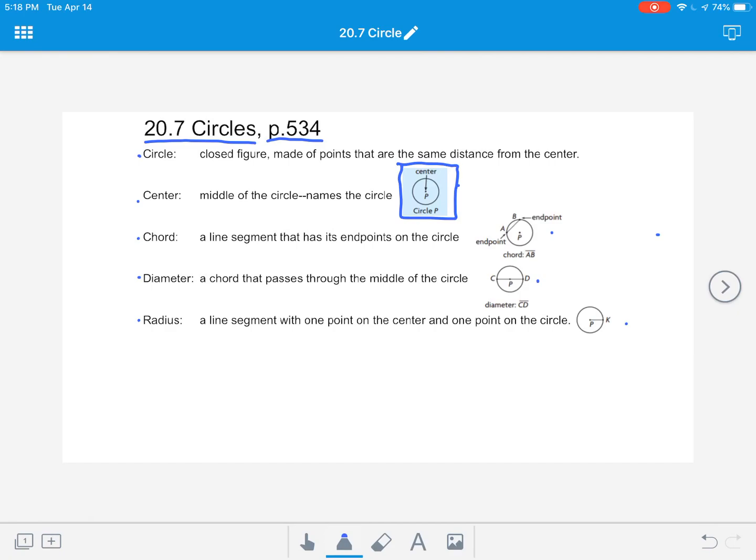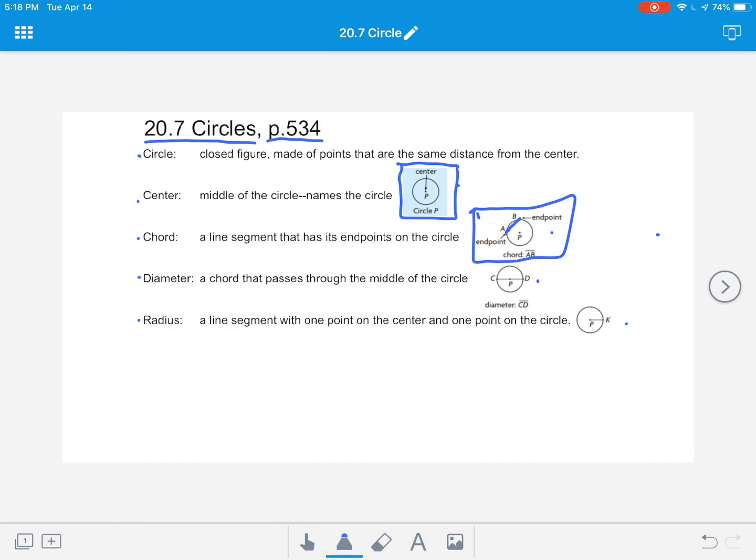A chord is a line segment that has its end points on the circle. For this example here, we see circle P. There's points A and B, and there's a line segment running through it. The end points are on the outer edge of the circle, and the line segment is running through it. That's not part of the circle. That's just called a chord. It's a measurement from two end points on the circle.